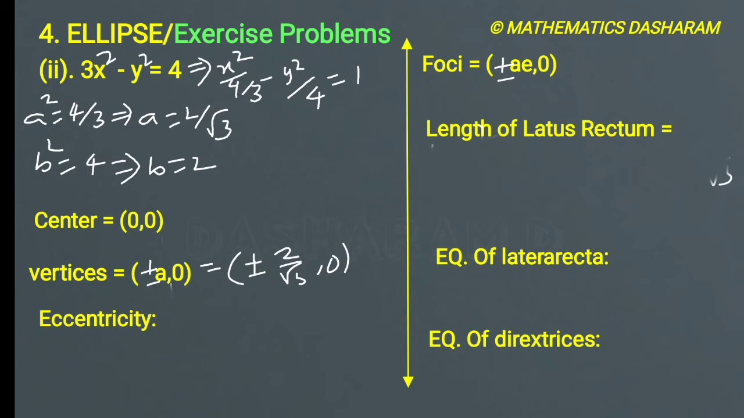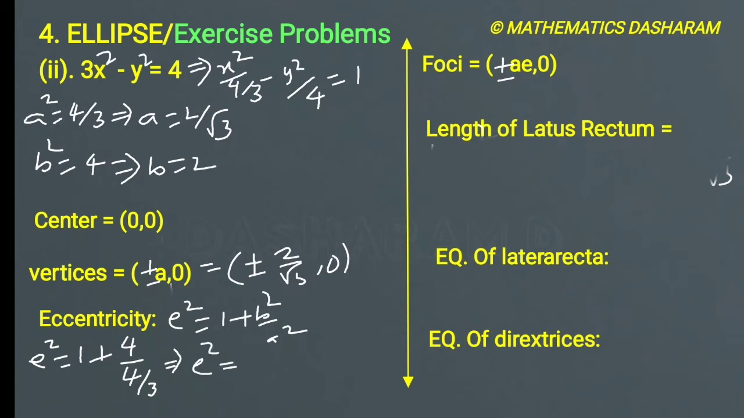Next eccentricity, the formula is e square equals 1 plus b square divided by a square. So e square equals 1 plus b square value 4 and a square value 4 by 3. So it implies e square equals 1 plus 4 3s are 12 by 3. Sorry, 12 by 4. So here 4 1s are 4, 3 4s are 12, then e square equals 1 plus 3, that is 4. Then what is the e value? e value is 2.